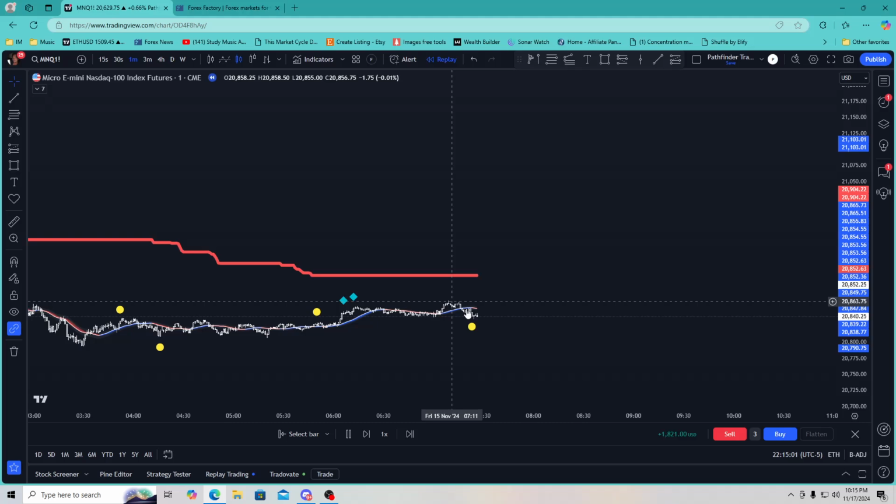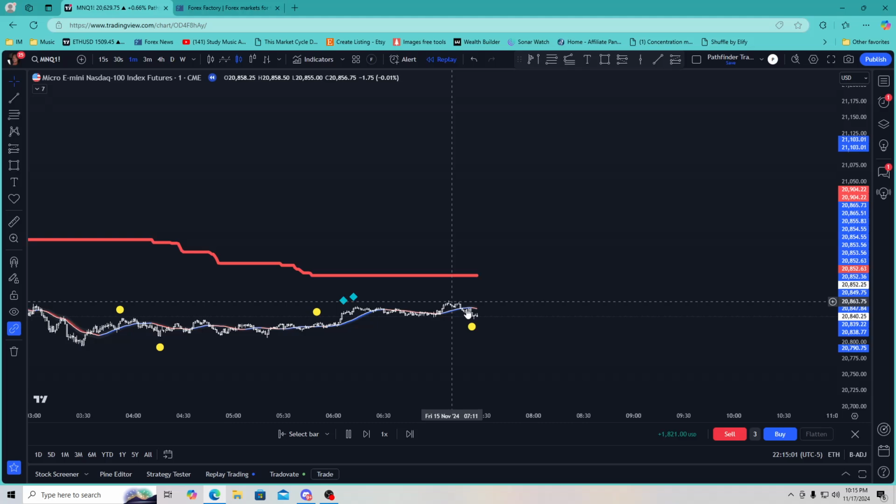Price never closes outside the cloud there, just continues down. And now you're making lower lows. Lower lows, lower lows, lower lows. 918, 917. There we go. There's a diamond right there. You hit a diamond like that, you full close. Done. Done for the day.